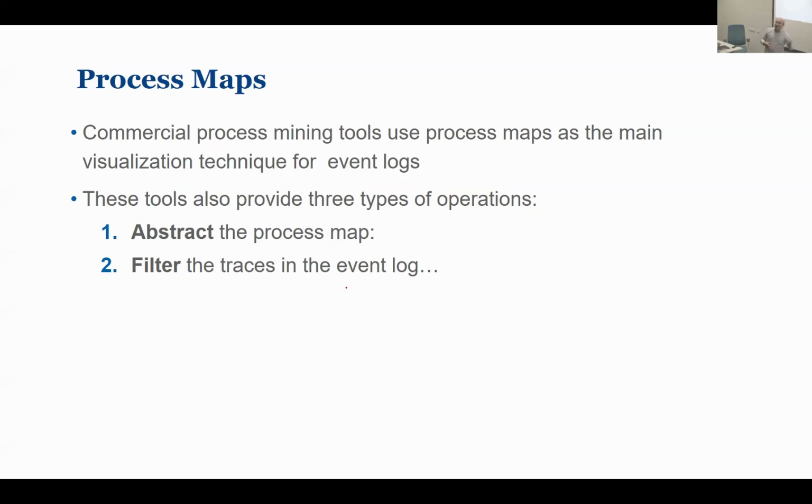Or I can do something called filtering. I can take the event log and start creating filters over it, and then I can look at a filtered view of the event log instead of looking at the full view of the event log. And why is this important, you will tell me? Why is it important that I can simplify a process map so easily?